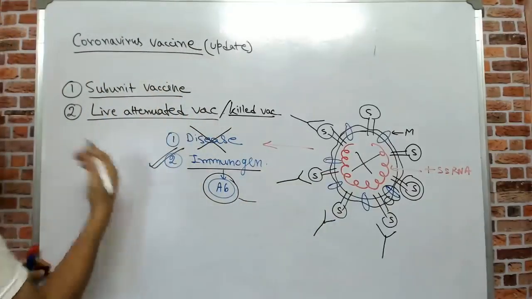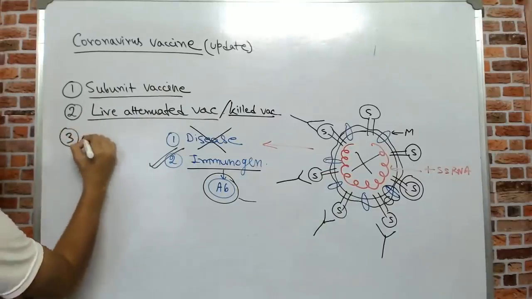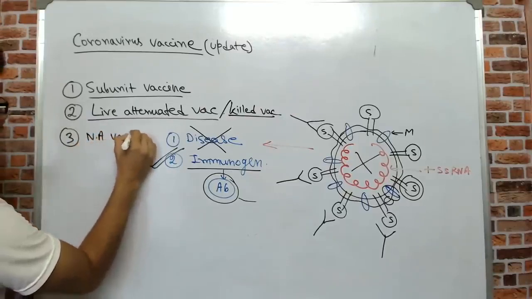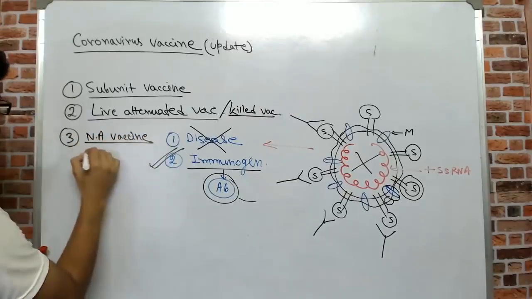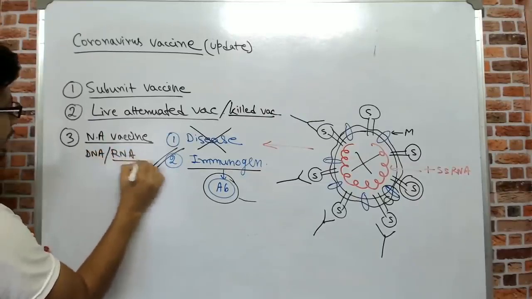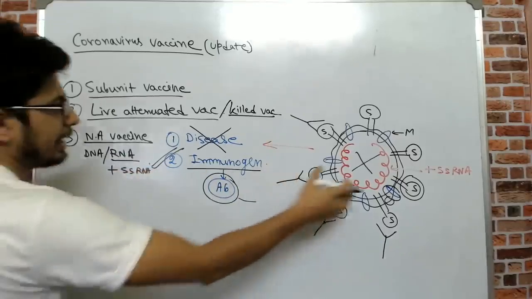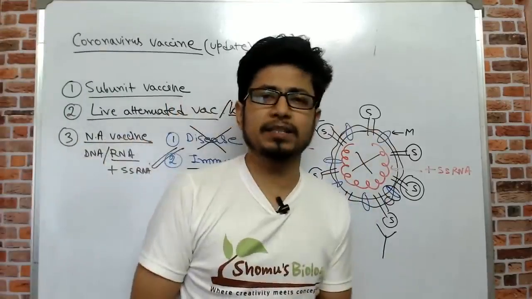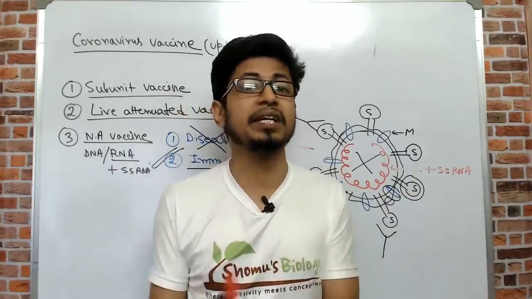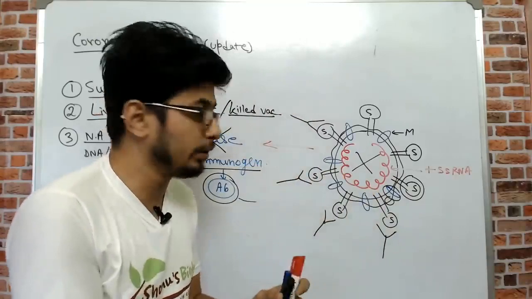Apart from that, these are the two types, and the third is the nucleic acid vaccine. The nucleic acid vaccine is where we take the nucleic acid of the virus, that is DNA or RNA. In this case, it's positive single-stranded RNA that is present inside the virus. So normally virus, bacteria, eukaryotes like us, everybody has a genetic material. It can be DNA or RNA. In our case, it's DNA. In the virus, coronavirus SARS-CoV-2, it's RNA.